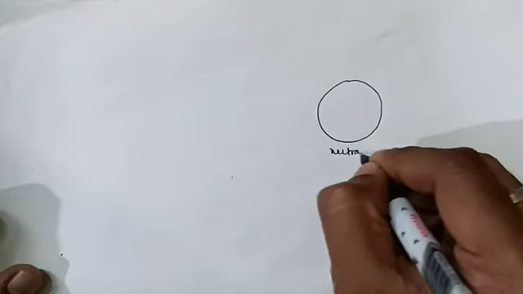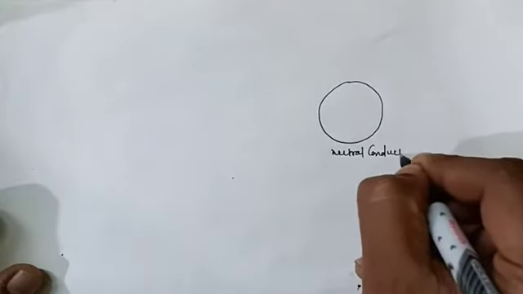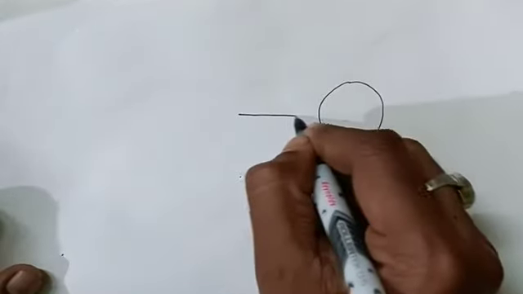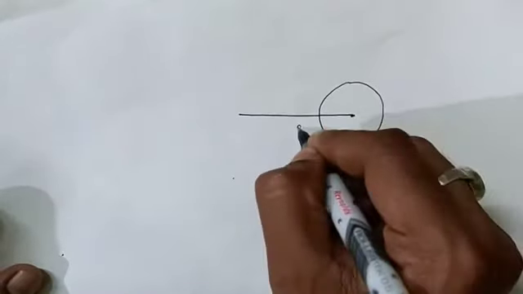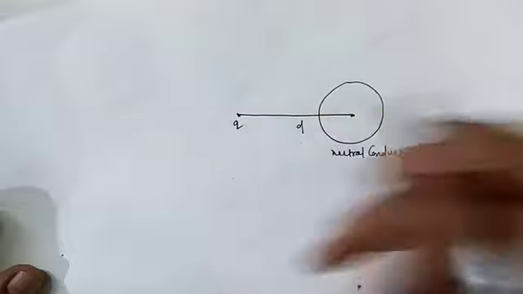In our previous part 1 of conductors, we discussed some of the basic properties of conductors. Today, continuing that section, let me pick up where I left off. This is my neutral conductor, and at a certain distance d there will be a charge q.